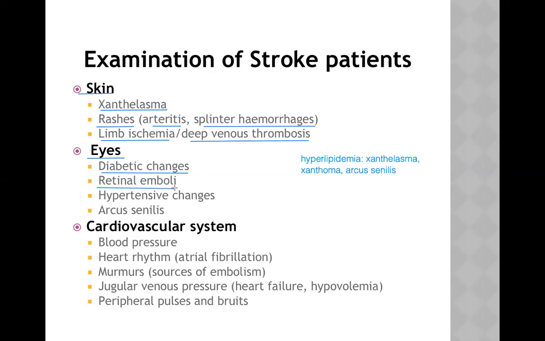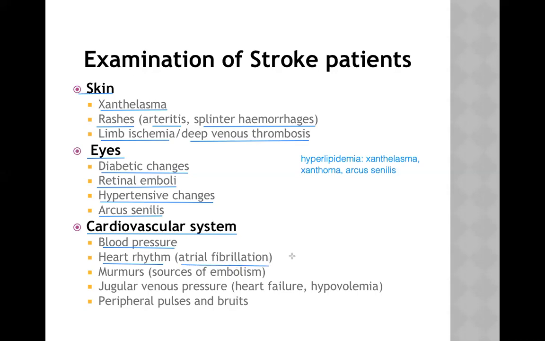Retinal emboli, a very important feature of infective endocarditis. Hypertensive change. If hypertension is a risk factor, it can lead to hypertensive retinopathy. And arcus senilis, we already talked about. Now, regarding the cardiovascular system, these are the important examinations we need to do. Check the blood pressure and make sure whether the patient is hypertensive or not. Very, very important risk factor. Check the heart rhythm, auscultate or examine the pulse very nicely, and try to find out whether atrial fibrillation is there or not.